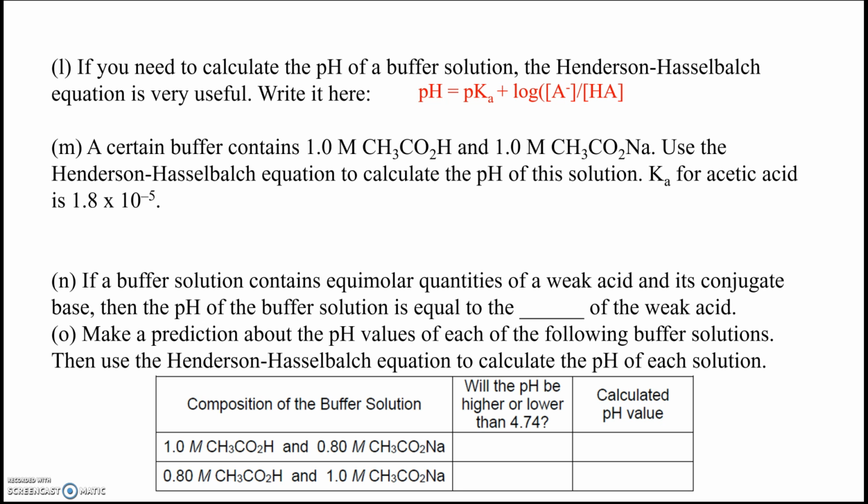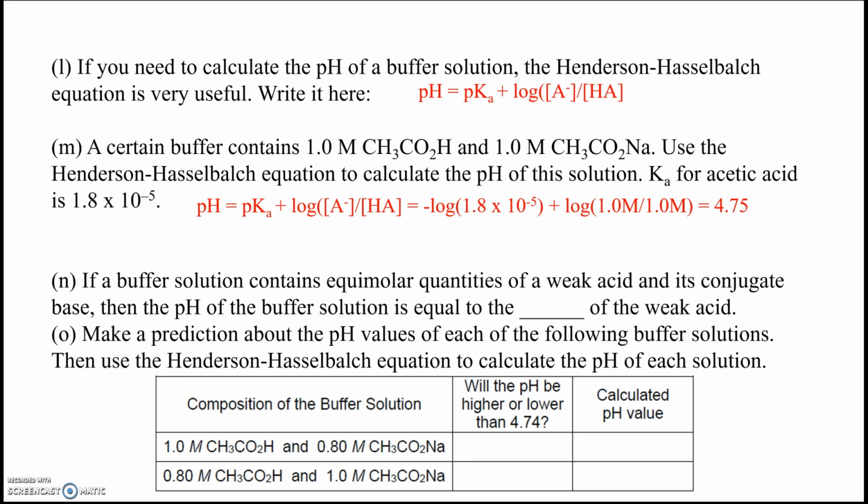the acid concentration. So part M says a certain buffer contains 1 molar acetic acid and 1 molar sodium acetate. Use the Henderson-Hasselbalch equation to calculate the pH of this solution. So we write the Henderson-Hasselbalch and we just plug in the numbers. The negative logarithm of 1.8 times 10 to the minus 5th plus the log of the salt concentration, which is 1.0 molar, divided by the acid concentration, 1.0 molar, and we see it's 4.75.